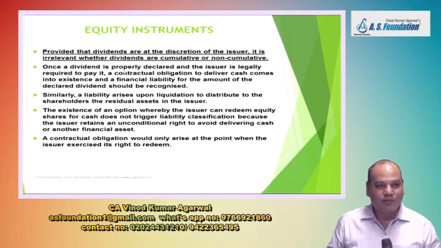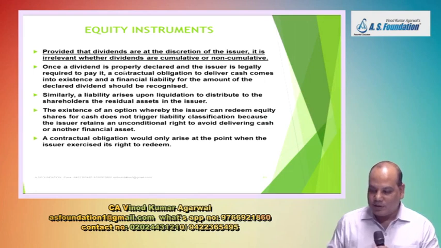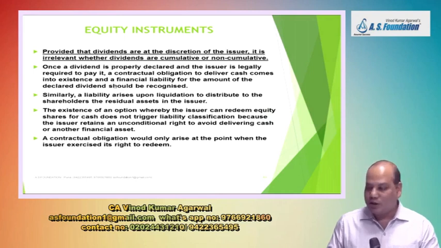But one example on dividend. Once the dividend is declared properly by following the due process of law, the moment it is declared, it becomes a liability. Then you have to show it as a liability. So once a dividend is properly declared, depending on interim or final dividend, it gives rise to a legal requirement to pay. A contractual obligation to deliver cash comes into existence, and a financial liability for the amount of declared dividend should be recognized. Similarly, a liability arises upon liquidation to distribute to shareholders the residual assets of the issuer.